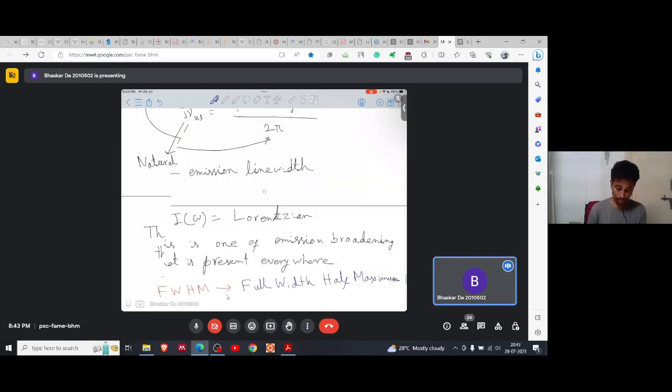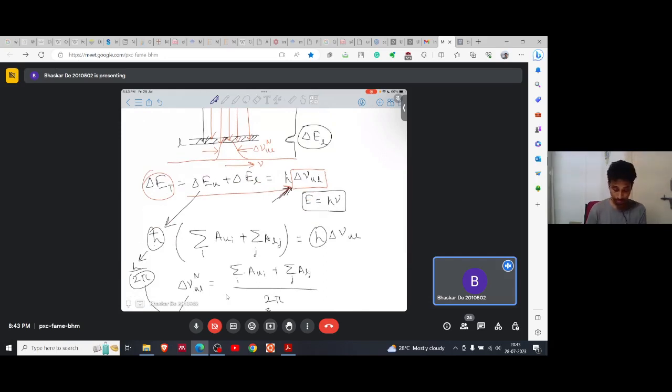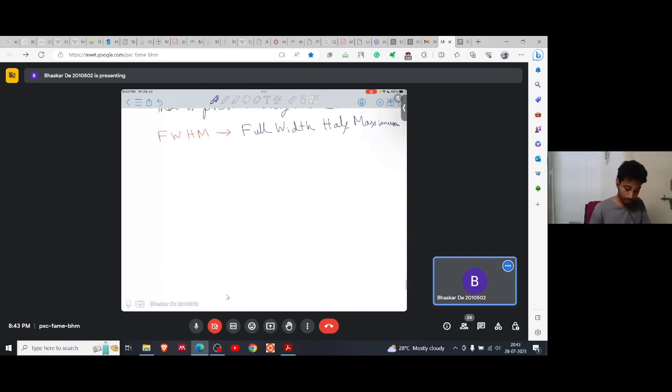So full width half maximum means that in this kind of distribution, this is the maximum point, and then half maximum means somewhere here, and that is the width. This particular part is the delta nu ul. Now we can calculate the full width half maximum of the Lorentzian we have shown earlier.